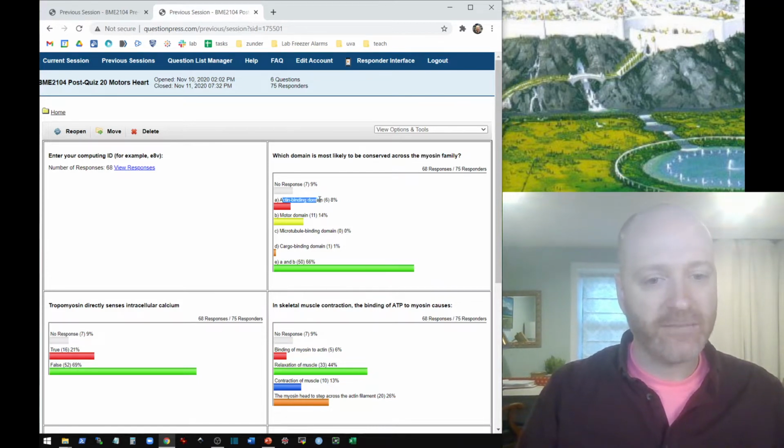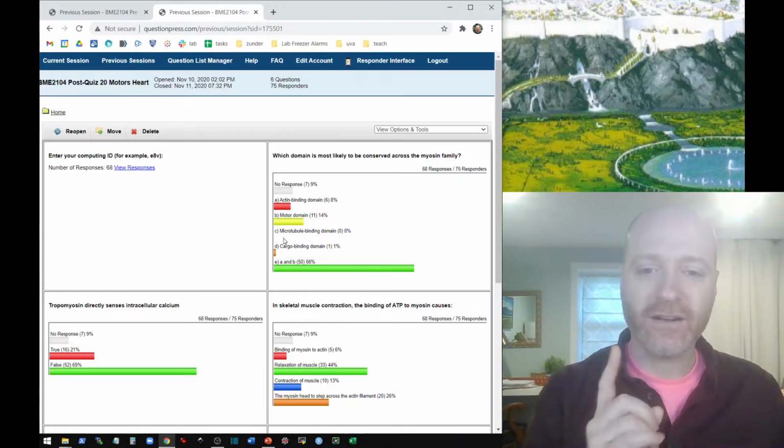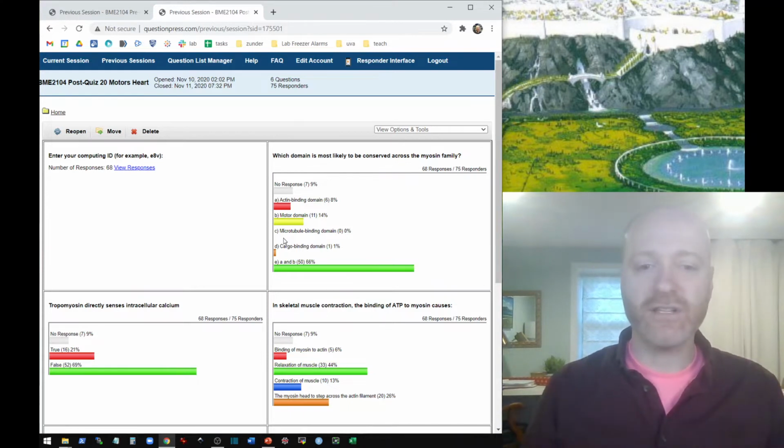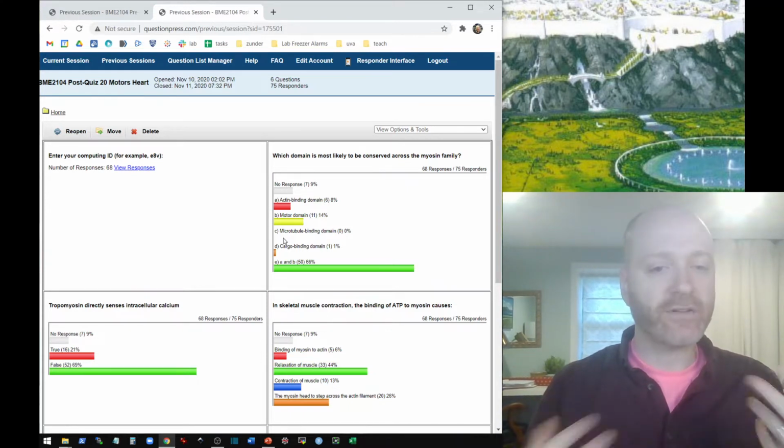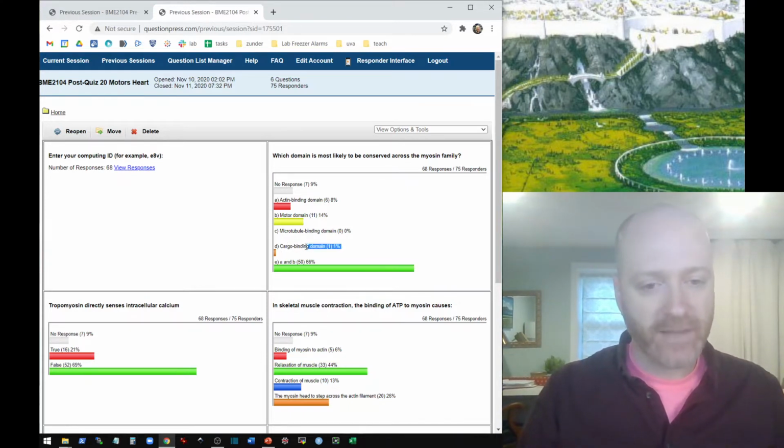The actin binding domain. So I would think of this as the actin binding surface of myosin, or the motor domain itself, the entire motor domain, or the microtubule binding domain. So this is kind of a non-starter because myosin binds to actin instead of microtubules, or the cargo binding domain. And the key thing here is to remember that there's all these different myosins with different cargo binding domains to bind different cargos. So this is the answer that we wouldn't expect.